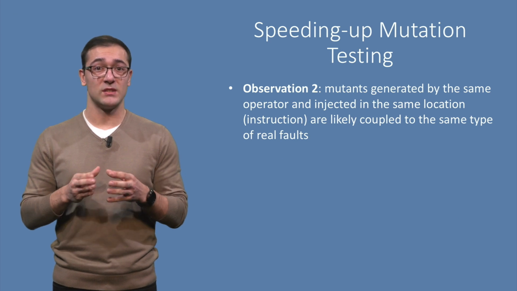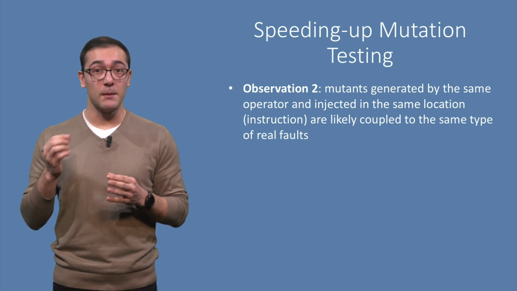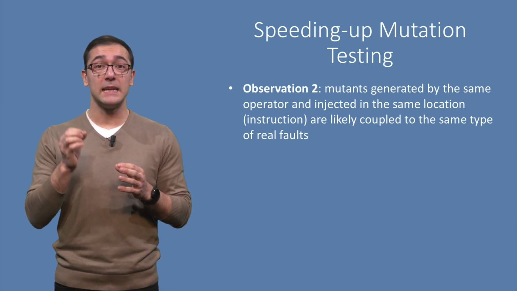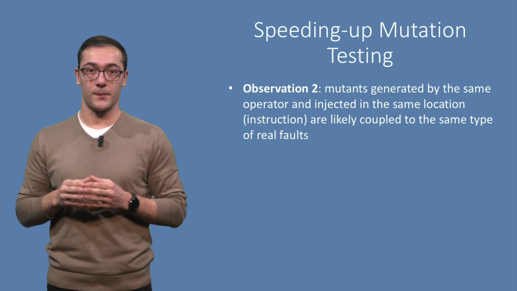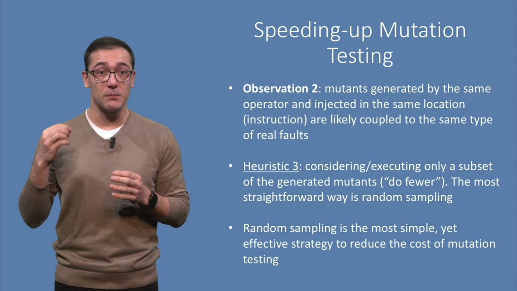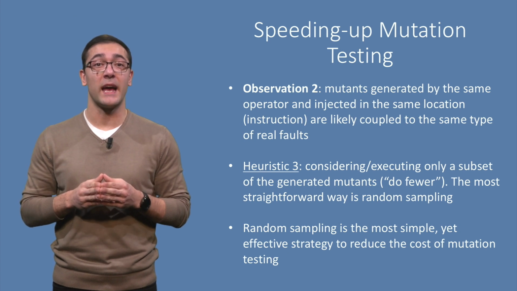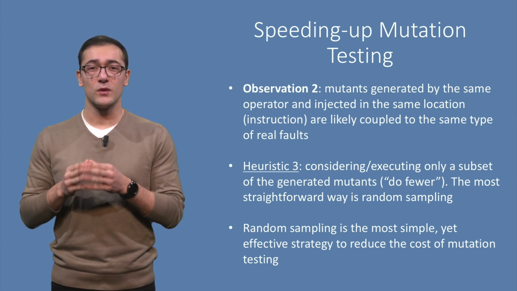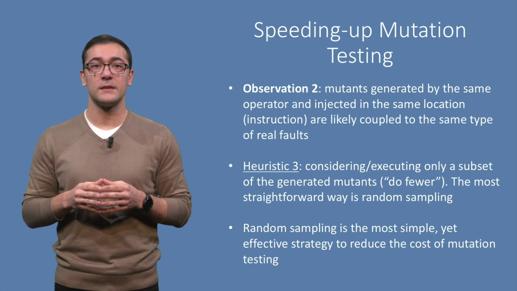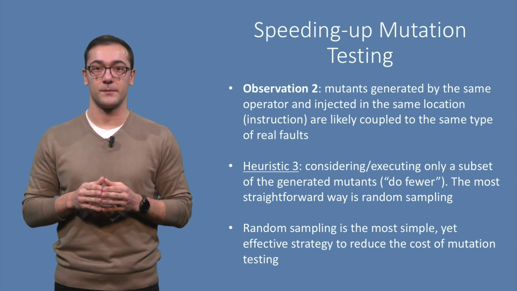More advanced cost reduction techniques rely on the following observation. Mutants generated by the same operators and injected in the same location, code instructions, are likely coupled with the same type of real faults. Therefore, we could select only a subset of the generated mutants rather than all of them. This heuristic is often referred to as do fewer. The most straightforward do fewer heuristic is random sampling. However, other heuristics can be used, such as selective mutation or clustering mutants and operators.